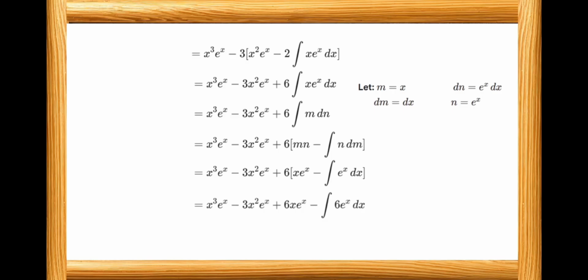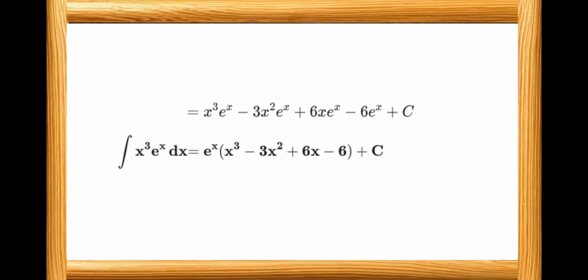After distributing the constant 6, we get x cubed times e to the x minus 3x squared times e to the x plus 6x times e to the x minus the integral of 6 e to the x dx. In step 13 we will move the constant 6 outside the integral, leaving us with the integral of e to the x dx to work with. So we have x cubed times e to the x minus 3x squared times e to the x plus 6x times e to the x minus 6 times the integral of e to the x dx.